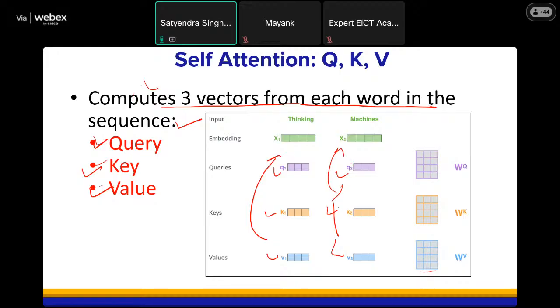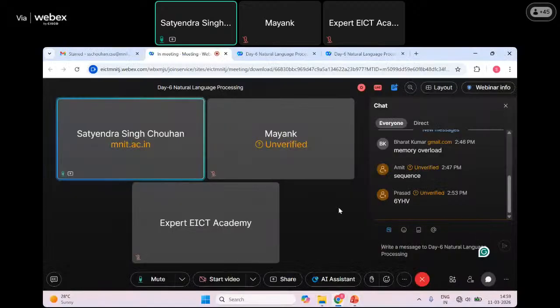So we'll take a short break of 5 minutes, and then we will understand how these query, key, and value vectors help in calculating the attention mechanism. Meanwhile, if you have any questions, you can write them in the chat.